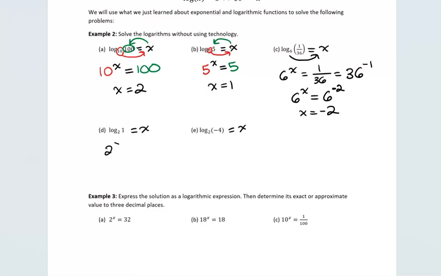Here we have 2 to the x equals 1. Now, there's only one power of x that equals 1, and that is 0. It's the only one. It happens every time. Anything to the 0 power is equal to 1. So if you get a 1 on the right side, your answer is 0.